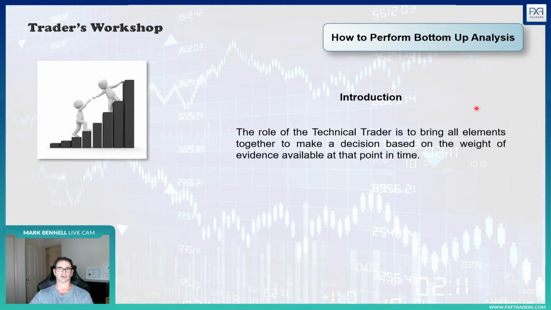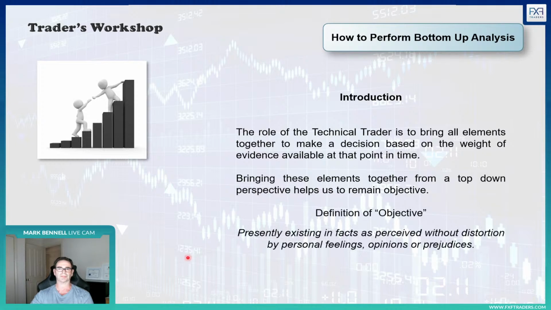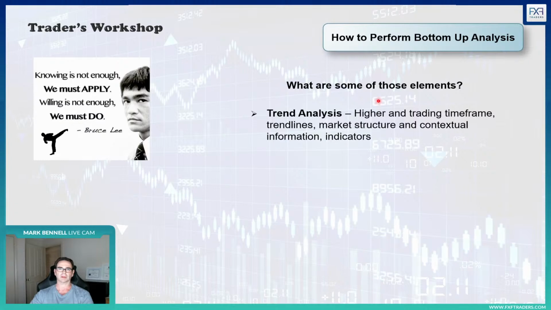So the role of the technical trader is to bring all the elements together to make a decision based on the weight of evidence available at that point in time. Bringing these elements together from a top-down perspective helps us remain objective. Of course, the definition of objective is presently existing in facts as perceived without distortion by personal feelings, opinions or prejudice. So something that is presently existing in facts as we see it, but not getting distorted by our own feelings, our own biases and opinions, our own prejudices. So what are some of those elements?